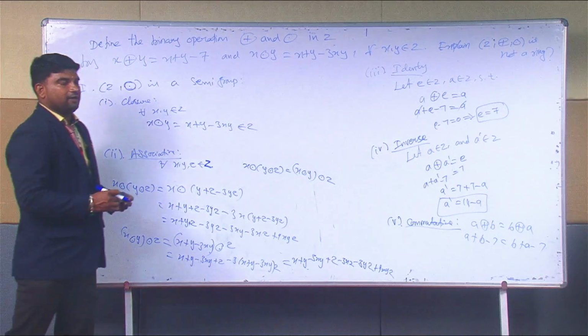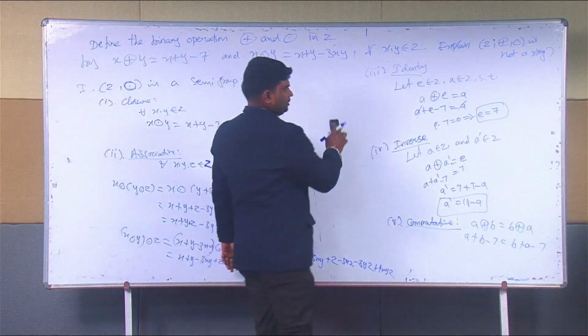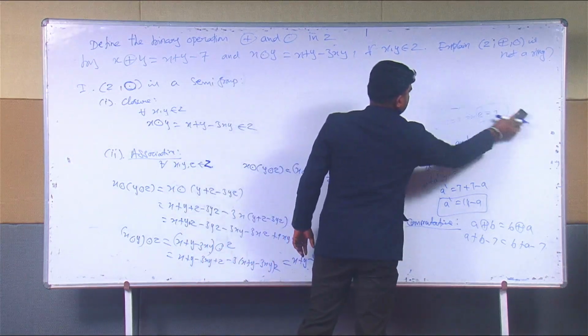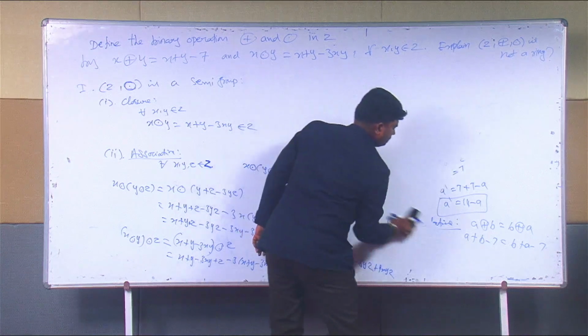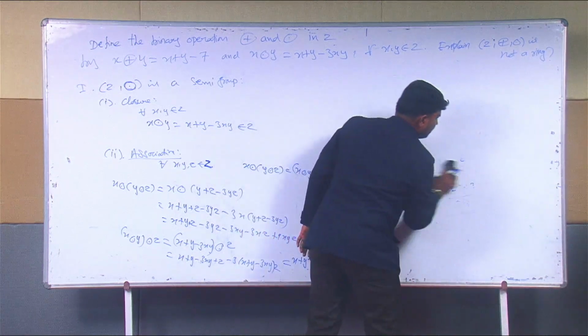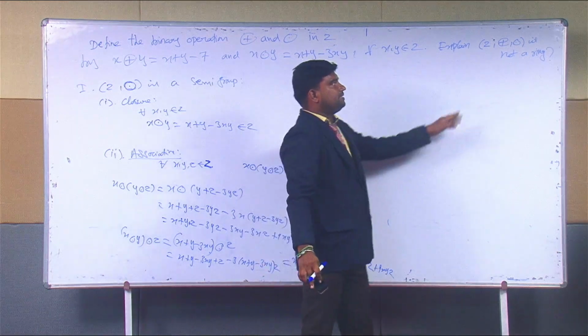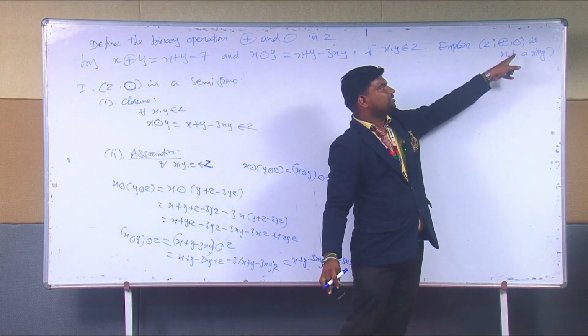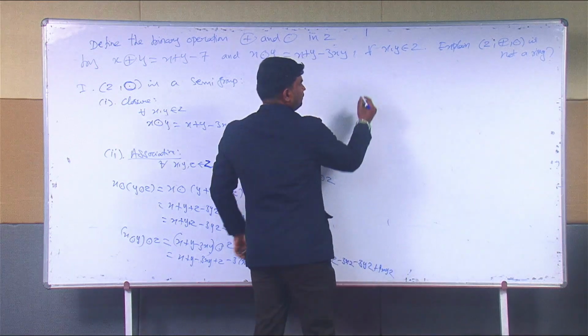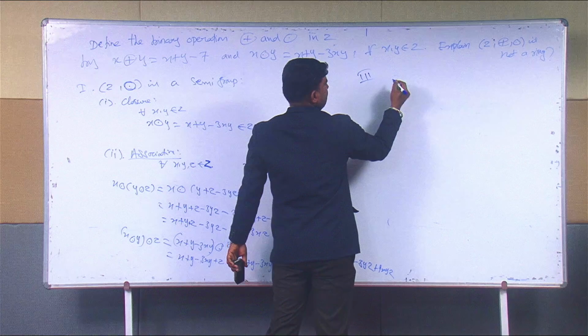So next, finally, verify the distributive laws. Remember that I want to show that Z, addition modulo and multiplication modulo is not a ring. So now verify the third axiom.